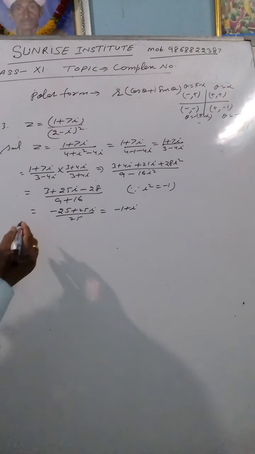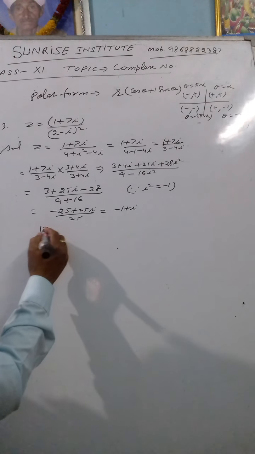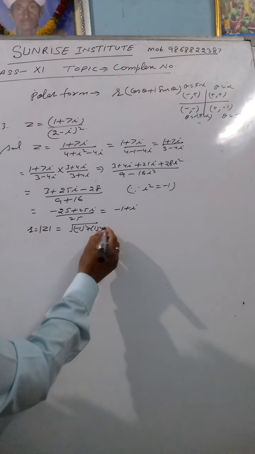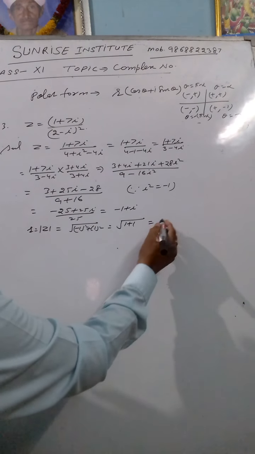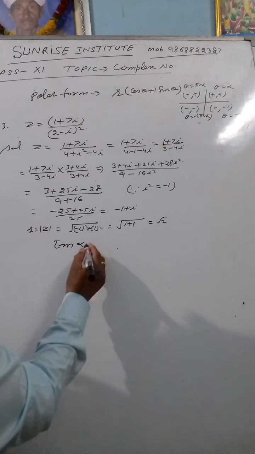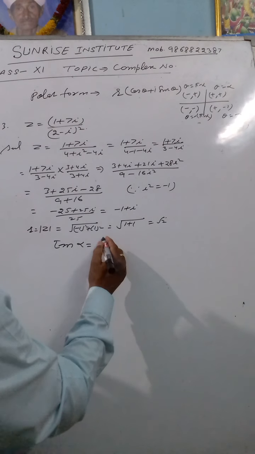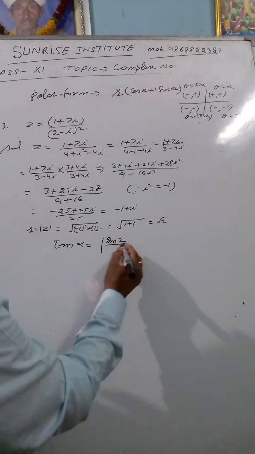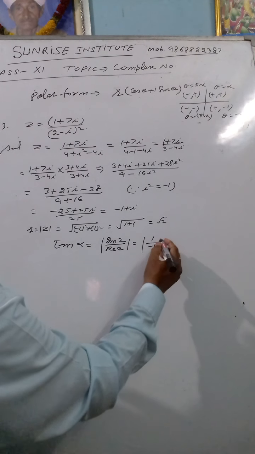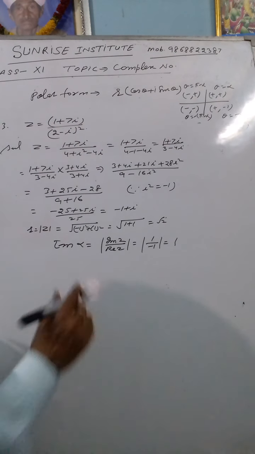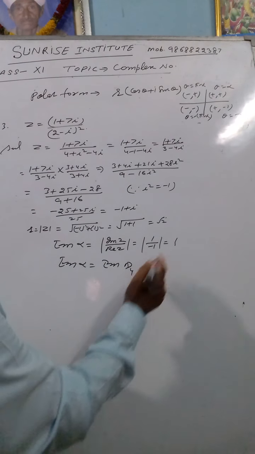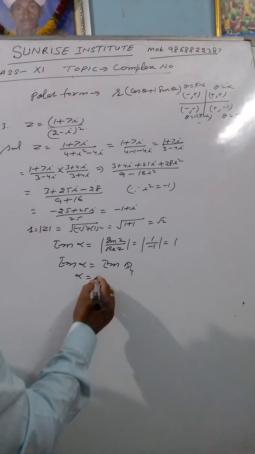Then we have r, the modulus of z, that is (-1) squared plus 1 squared, that is 1 plus 1, root 2. Okay students, and tan alpha equals the imaginary part of z upon the real part of z. Then we have imaginary part 1 upon 1, that is 1. Okay students, then tan alpha equals tan pi by 4, that is 1. Then alpha equals pi by 4.